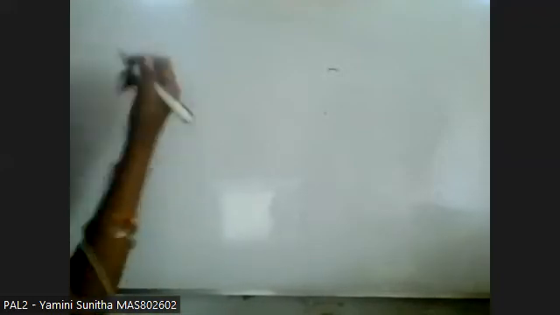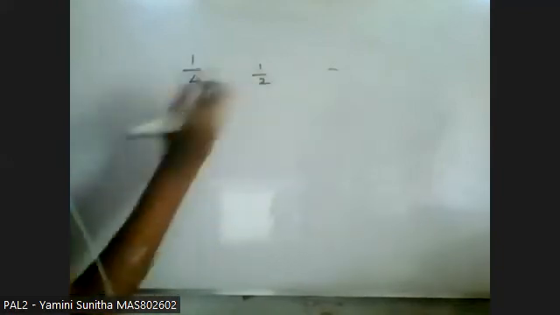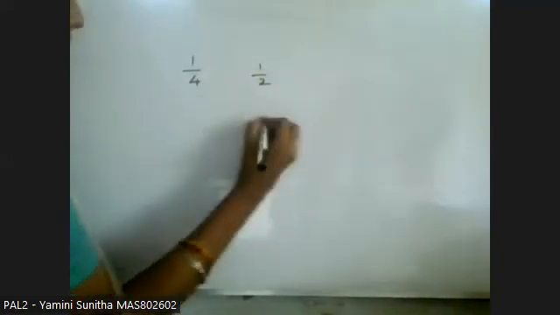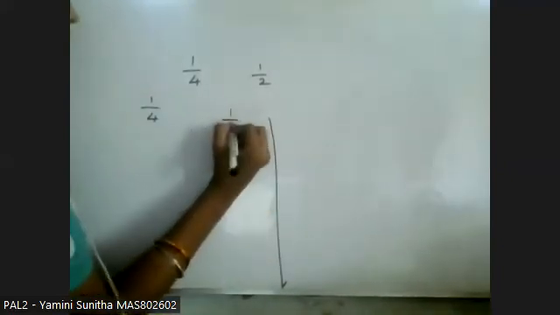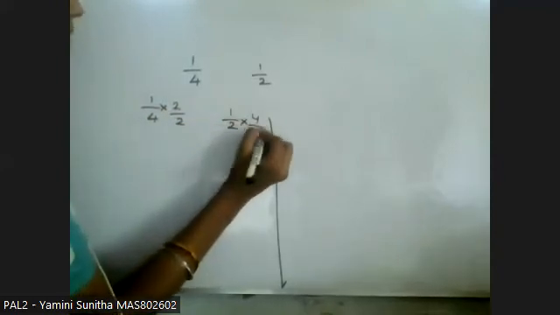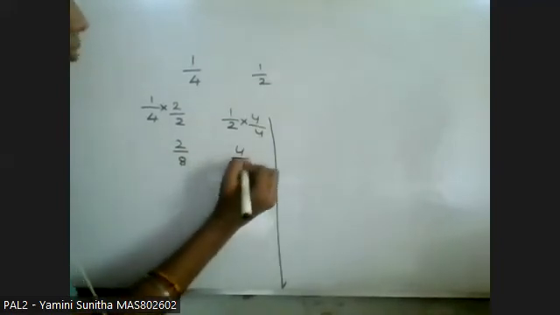The next one: find three rational numbers between 1 by 4 and 1 by 2. This is the question. Two ways are there. One way is to make the denominators equal. Multiply by 2 by 2 and 4 by 4 to make the denominators equal: 2 by 8 and 4 by 8.